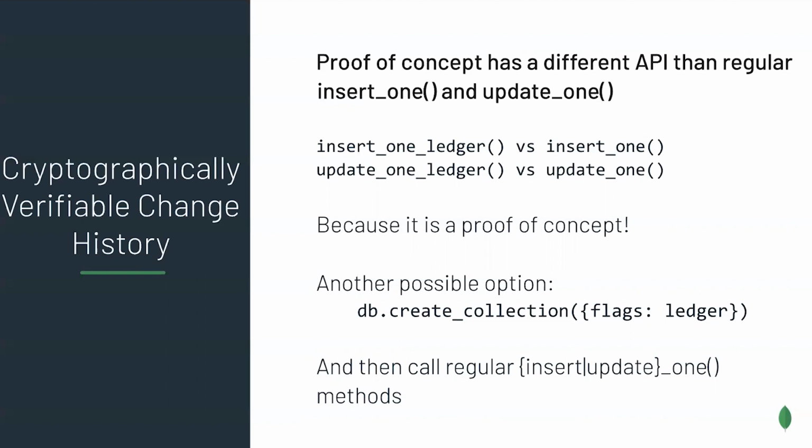You may be wondering that the developer still has to do the work because the insert, update, delete ledger methods are different from the regular insert1, update1, and delete1 methods. You're right, but this is a proof of concept, and that is why we need your feedback in considering the right interface. Another possible option we have considered is that at the time of collection creation, a flag can be specified that the collection is meant as an append-only ledger. Then the developer would call the regular insert and update methods, and the change history and crypto magic happens automatically inside these regular methods.